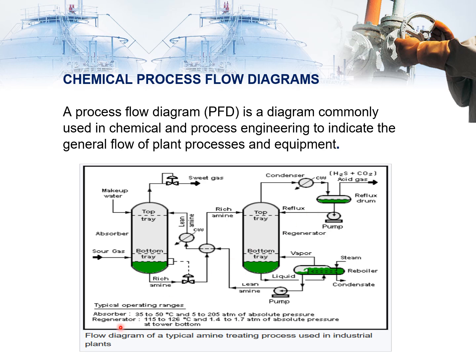So when you look at this diagram, it's a flow diagram of a typical amine treating process used in an industrial plant. So when you go to an amine treating plant, when they show you this diagram, you understand that this is how the plant runs. From the feed, you put in the feed, and then from one distillation plant or cylinder to the other, this is what happens in the system. So that's the use of chemical process flow diagrams.